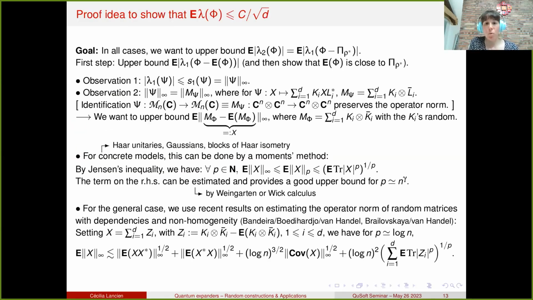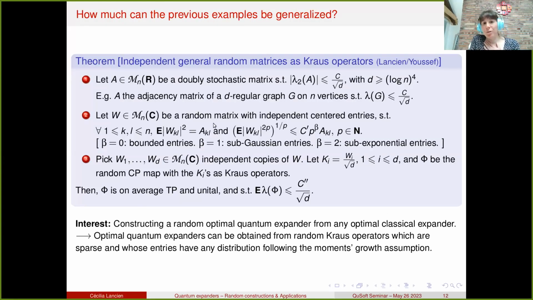One thing I can say now is that this result is a first step towards derandomization, because it's telling us that if you take your Kraus operators as sparse matrices whose non-zero coefficients are random plus or minus one entries, you get something which, at least on average, is an optimal quantum expander. You need an amount of randomness which is much less than if you had to take a full Gaussian matrix or a full Haar unitary, but it's still random.